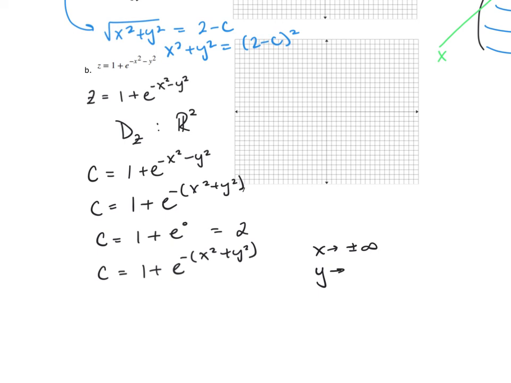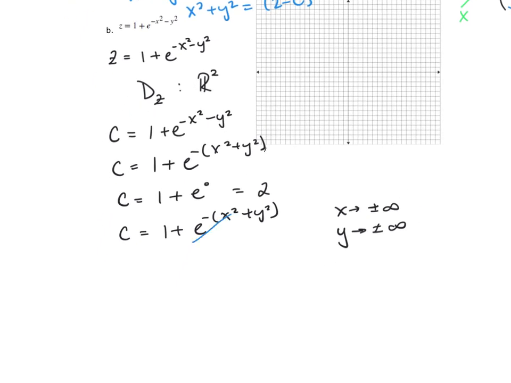And if y goes to positive or negative infinity, and it doesn't matter if it's positive or negative because we are squaring it, then what ends up happening is e is raised to a very large magnitude negative number, so a very small number. And so as x and y go to either positive or negative infinity, because it can take on any value, this term pretty much goes to 0 as those get larger.